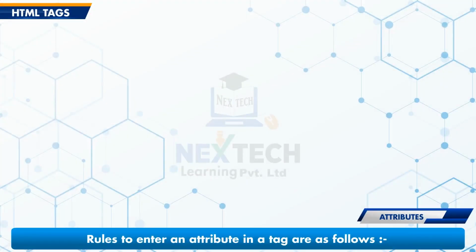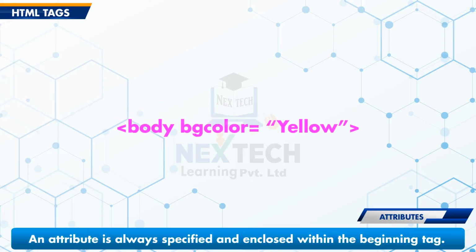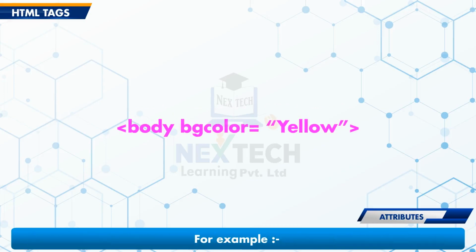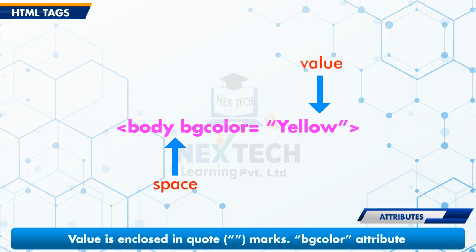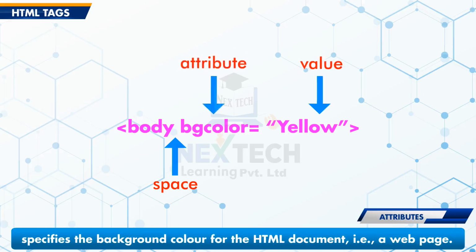Rules to enter an attribute in a tag are as follows. An attribute is always specified and enclosed within the beginning tag. For example, give a space after the tag or element. Add an equal to mark immediately after the attribute name. Value is enclosed in quote marks. BGCOLOR attribute specifies the background color for the HTML document, that is, a web page.